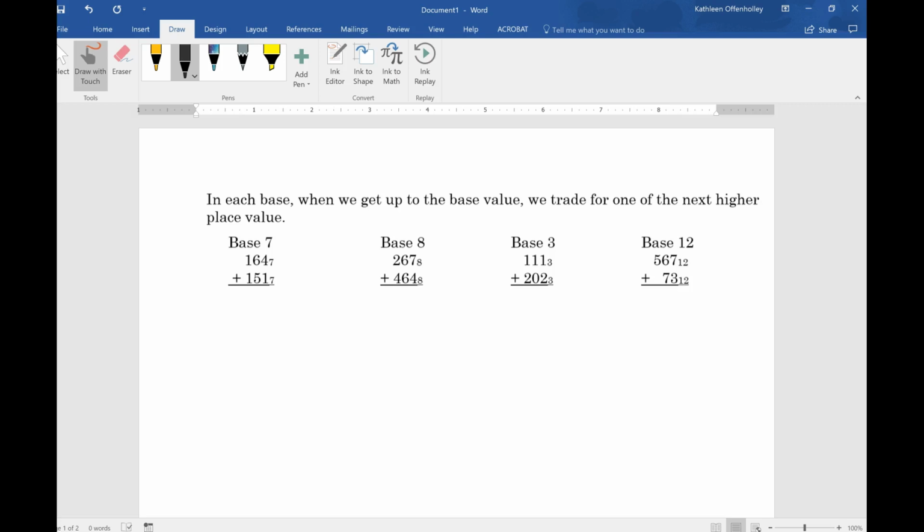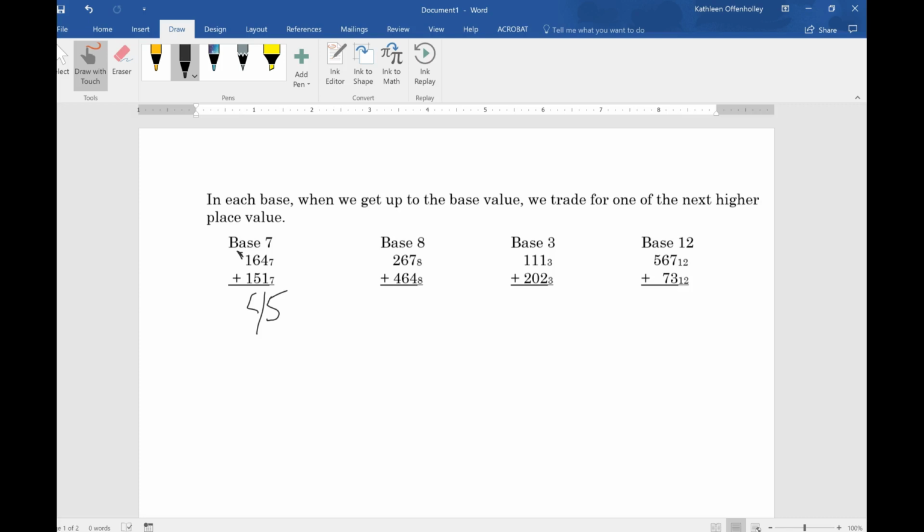We have 4 plus 1, which is just 5. There's no extra. We didn't get up to 7, so nothing happens there. So now we add 6 and 5. 6 and 5 is 11. That's 1, 7. So I'm going to say, all right, I got up to 7. I'm going to give 1 to the next place value higher. 7 plus what to get 11? Let's see, 7, 8, 9, 10, 11. 4 more units left over after I trade. So here's the 4 units left over after I trade.